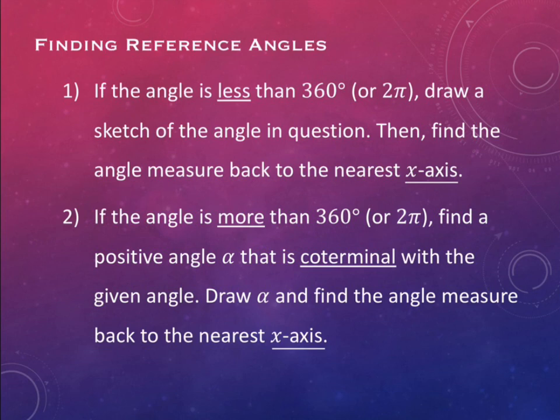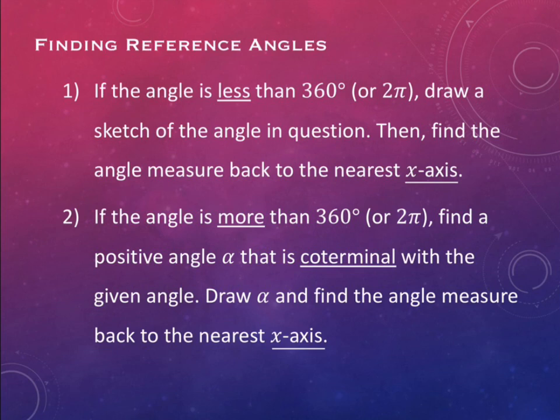So if the angle is less than 360 or 2 pi, we can draw a sketch of the angle in question. That's what we did on the last problem. And then we can find the angle measure back to the nearest x-axis. Okay? That's great if it's less than 360. If it's more than 360 or 2 pi, we're going to find a positive angle theta that is coterminal with the given angle. What does that mean?